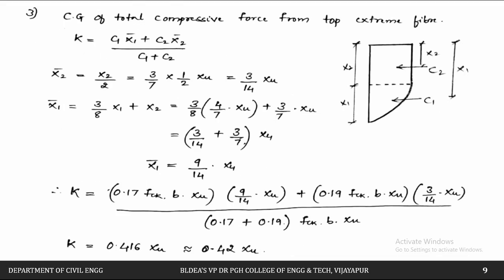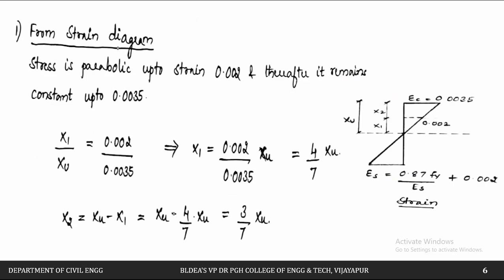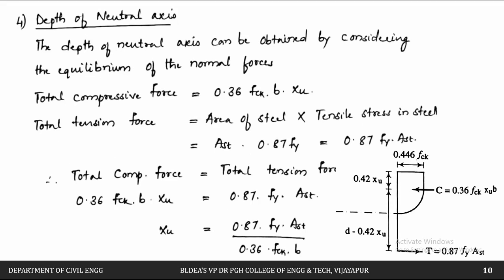In the previous video we saw the stress block parameters. We took one singly reinforced rectangular beam and found the compressive force C, which is equal to 0.36 fck b xu. The tensile force is equal to 0.87 fy Ast, and it acts at a distance of 0.42 xu. We found these things in the previous video.